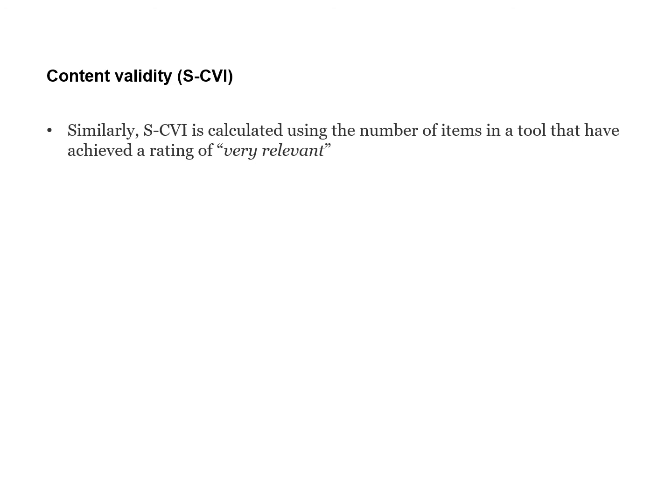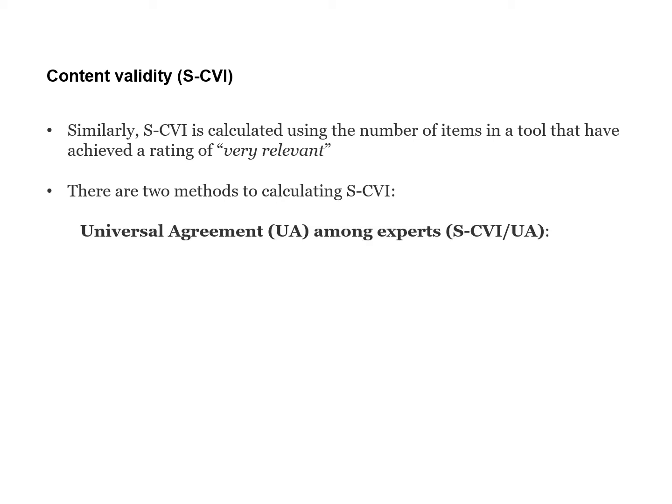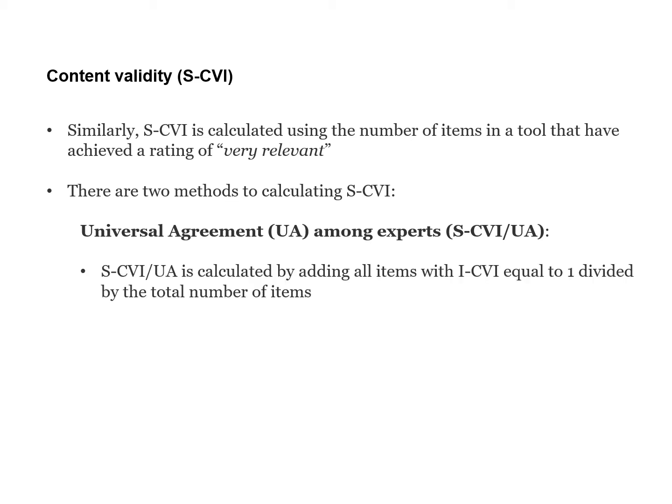So the content validity of the scale is very similarly calculated using the total numbers of items rated as very relevant, but there are 2 ways of doing this, and they're done in slightly different ways. The universal agreement amongst experts is the least conservative way and probably the preferable way. And here you add up all the items with an I/CVI equal to 1 and divide that by the total number of items. So in other words, you don't use all the items, you only use the items that are universally agreed with, and then the indication of excellent content validity is over 0.8.